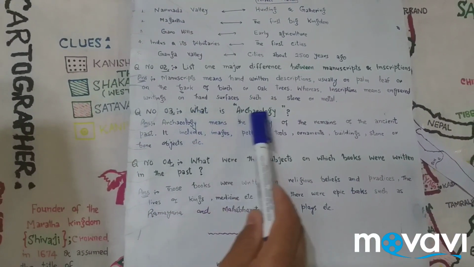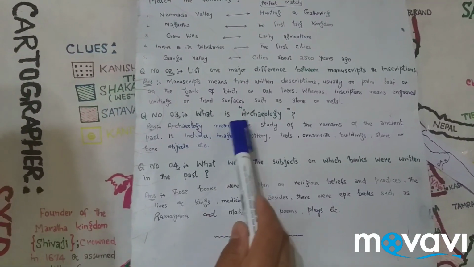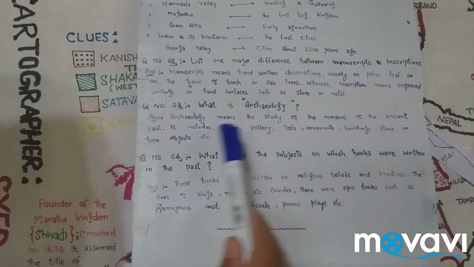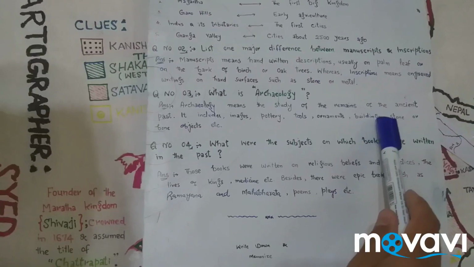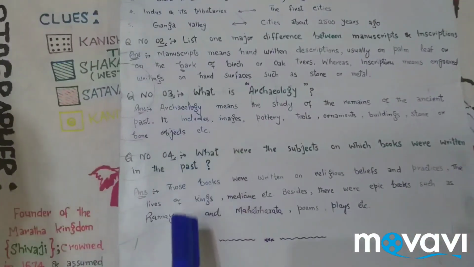Question number 3. What is archaeology? Archaeology means the study of the remains of the ancient past. It includes myths, pottery, tools, ornaments, buildings, stone or bone objects, etc.